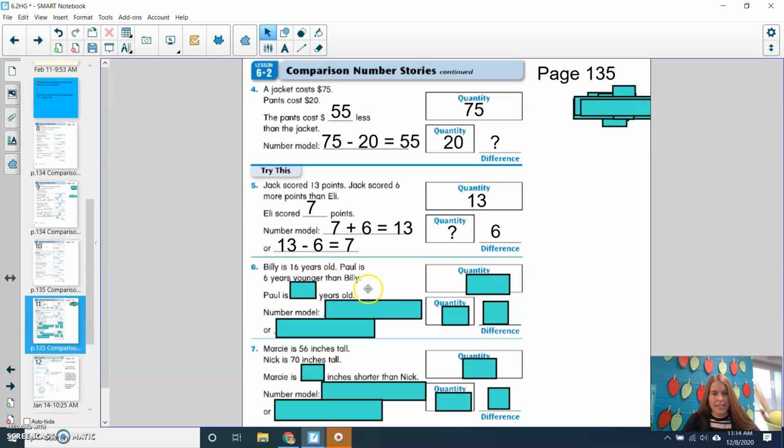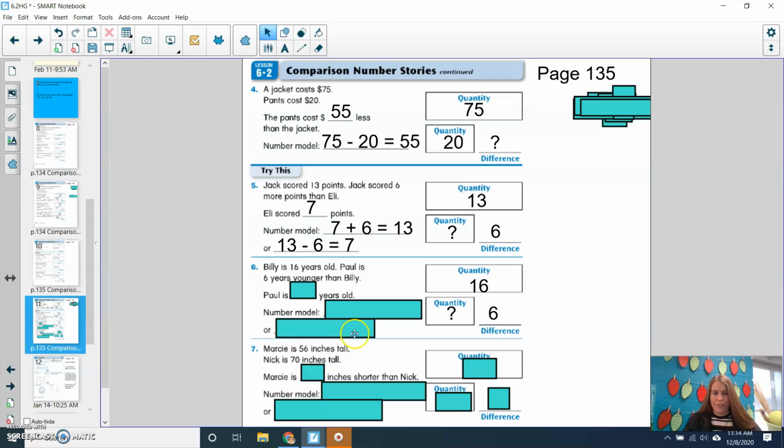Let's try another one like this. Billy is 16 years old. Paul is 6 years younger than Billy. So Paul is how many years old? And if you need to pause to fill in your information, do that as often as needed. So I know that Billy is 16 years old, but I'm missing this other quantity, so I'm putting a question mark there. But I know the difference. I know the difference is 6.